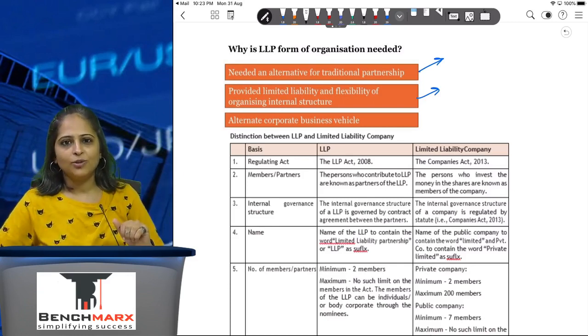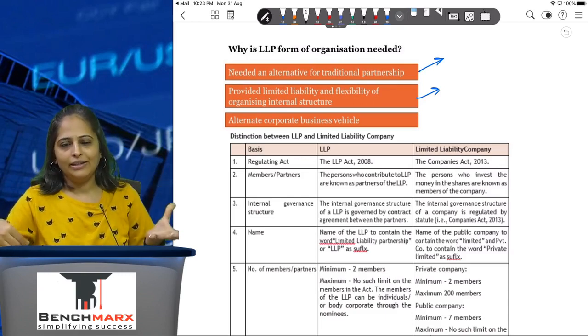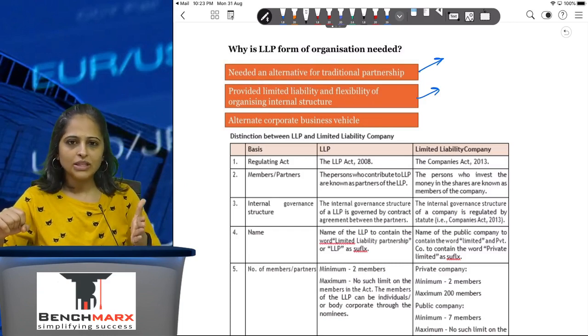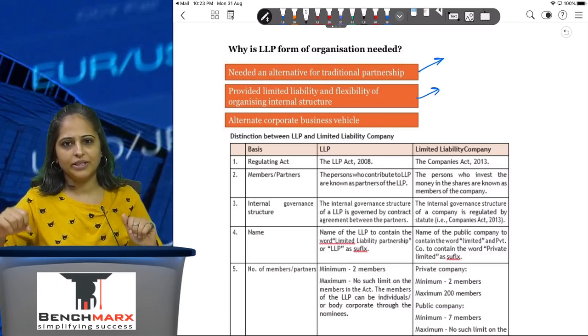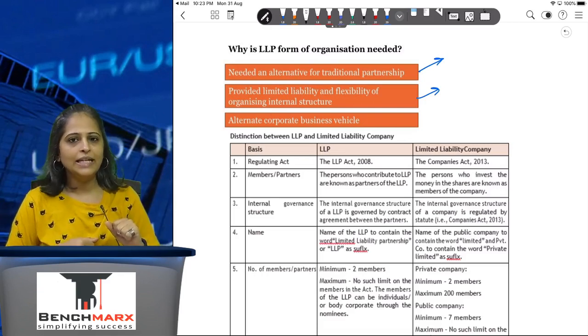In the partnership form of organization, the liability of the partners is unlimited. So if there is any liability which has been put on the firm, then the liability can also be recovered from the personal assets of the partners. But in the LLP form of organization, similar to a company form of organization, the liability of the partners is limited. So the personal assets cannot be used for paying off the liability of the LLP.